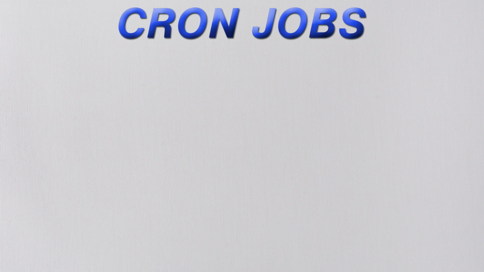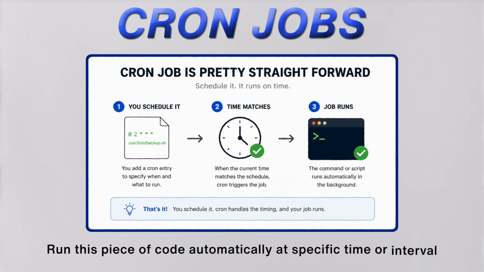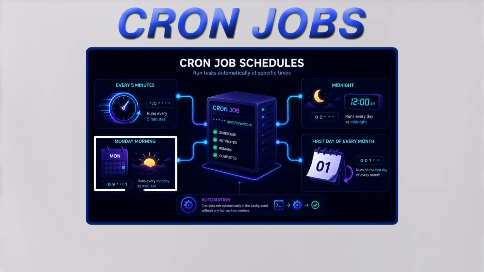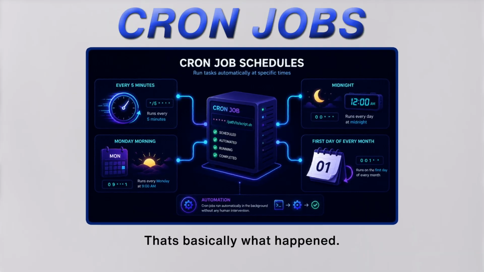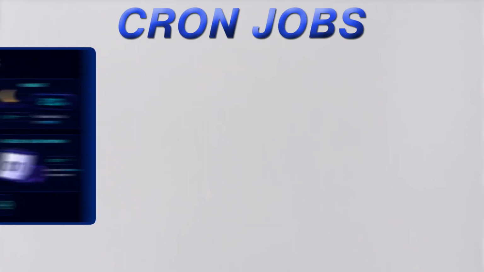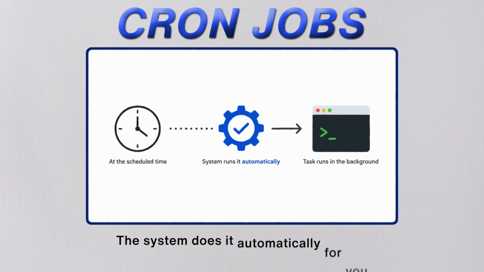So what is a cron job? A cron job is something pretty straightforward. Run this piece of code automatically at a specific time or interval. For example, run every 5 minutes, run every single day, run every day in the morning. That's basically what happens. Every single duration, it executes some kind of code. Instead of manually clicking a button or running a command, the system does it automatically for you.